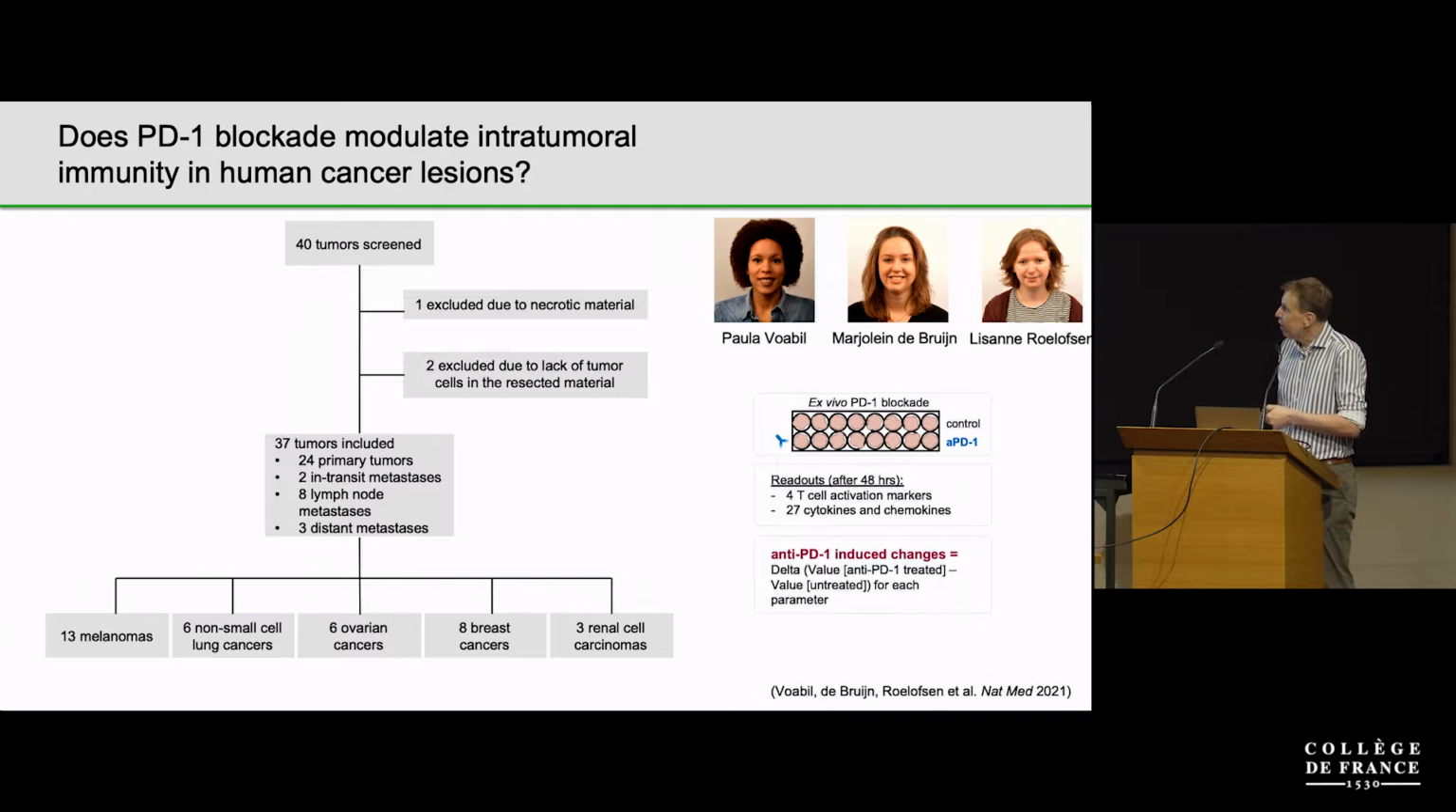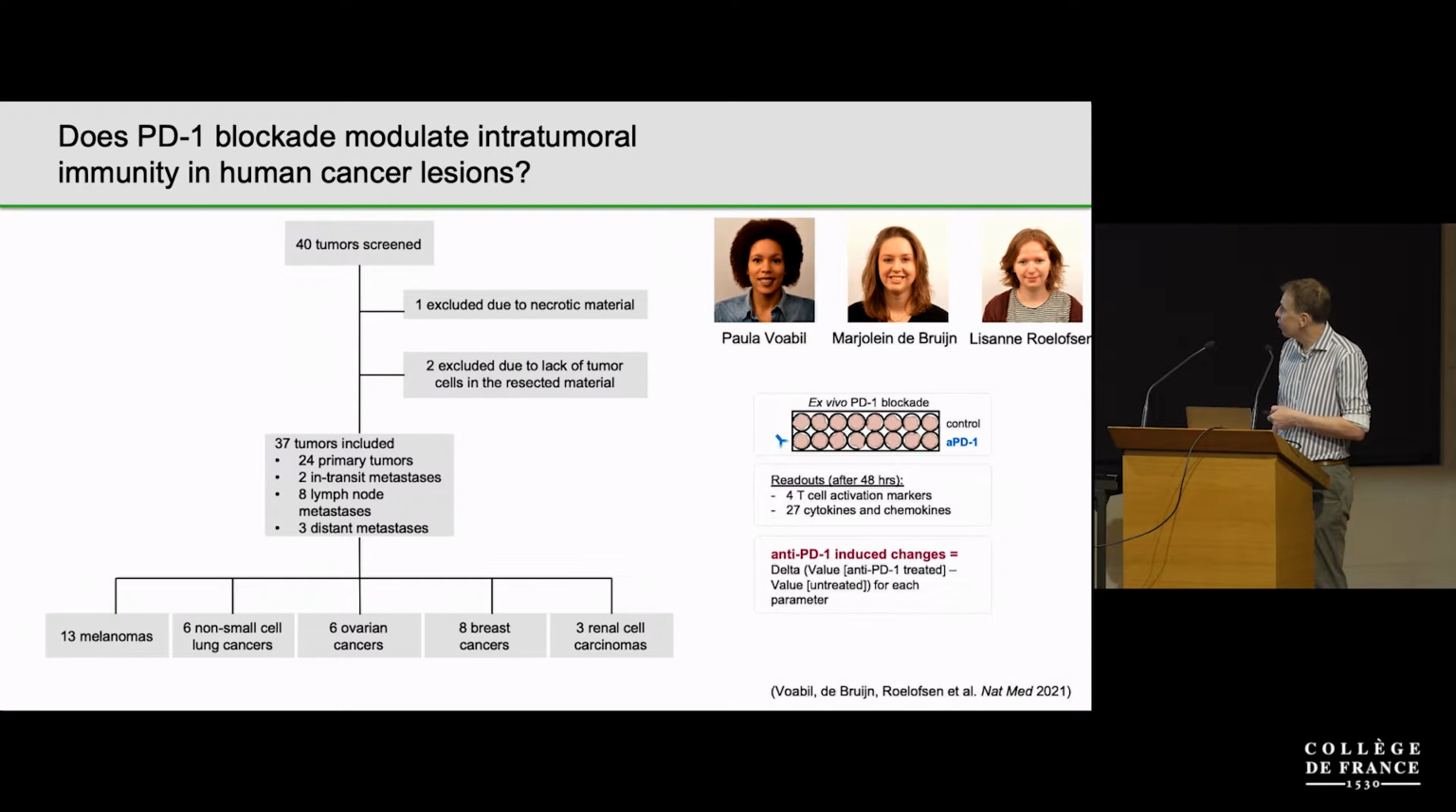So we did this, we took a cohort of tumors, in the end 37, over a mix of different malignancies, some with a high response rate to immune checkpoint blockade antibodies, some with a lower response rate, mostly primary tumors, I should say. And then we treated these tumors with PD-1 blocking agents in these ex vivo cultures.